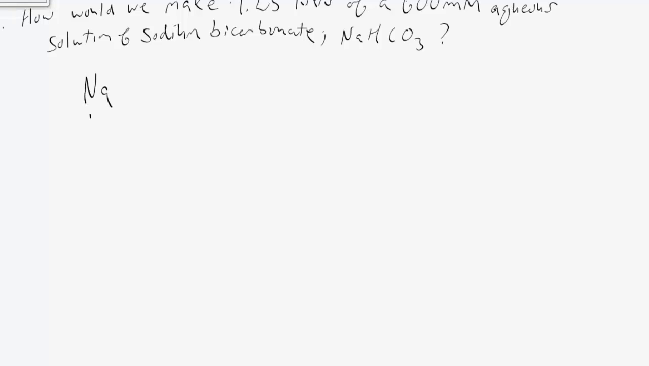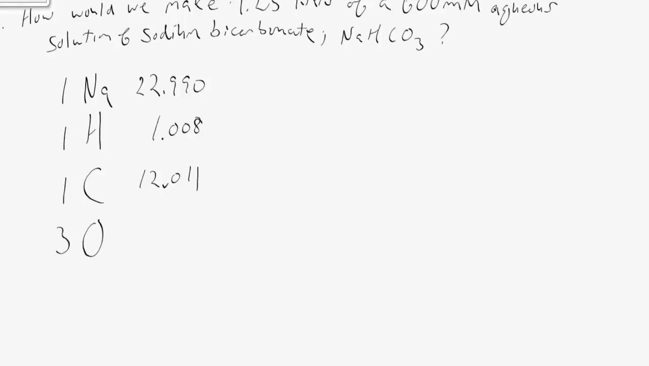So we've got sodium, hydrogen, carbon, and oxygen. So we've got 1 and 1 and 1 and 3. So hopefully you've seen the periodic table often enough, you can find these. Sodium is 22.990. Hydrogen we decided was 1.008. Carbon we found as 12.011 grams. And oxygen 15.999 grams. Okay, so times 1 times 1, times 1, times 3.